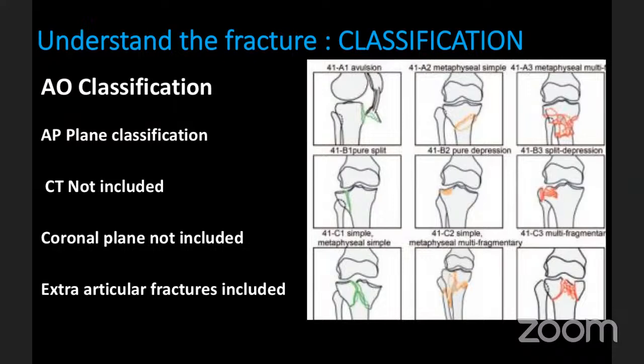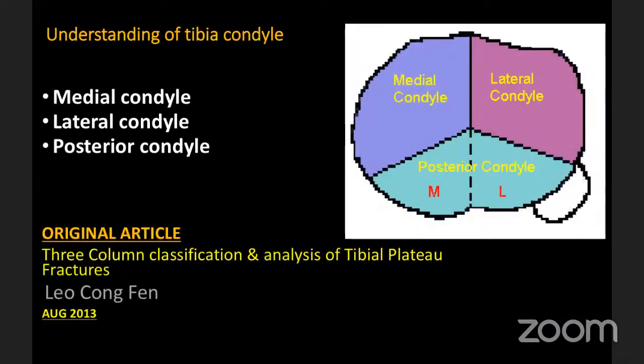So whenever we read any classification, we should look at what it has included and what it has excluded. So we can rate the classification's value accordingly. Now, Luo and Chiu 2013 has divided this tibial condyle into three parts: medial condyle, lateral condyle, and one posterior condyle, which has two parts, posteromedial and posterolateral, which are the regions that were ignored in previous classifications and previous fracture types. So what happens?